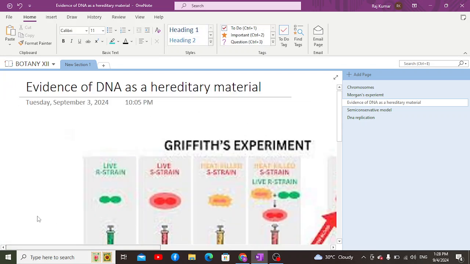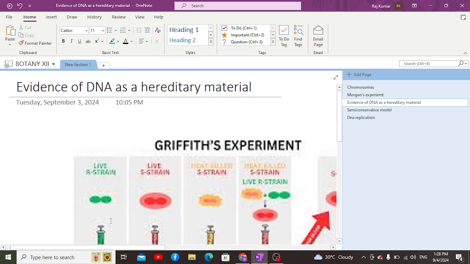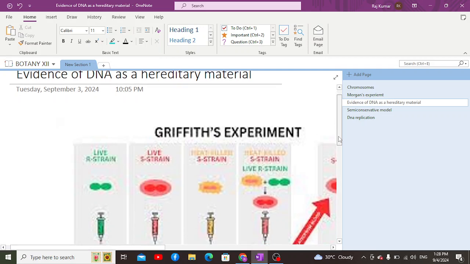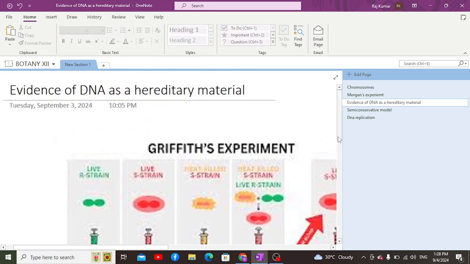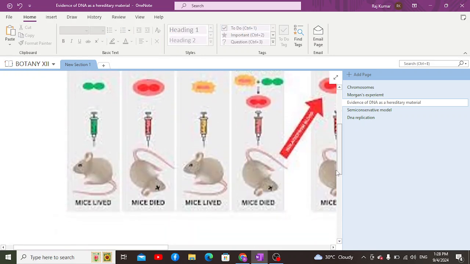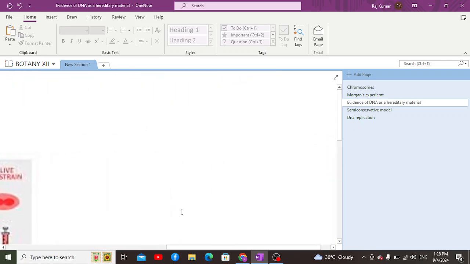Evidence of DNA as a hereditary material was first confirmed by an experiment performed by a scientist named Griffith. Griffith unexpectedly proved the evidence of DNA as a hereditary material. What he was actually doing was utilizing his experimental material, which was mice and the bacterium known as Streptococcus pneumoniae.